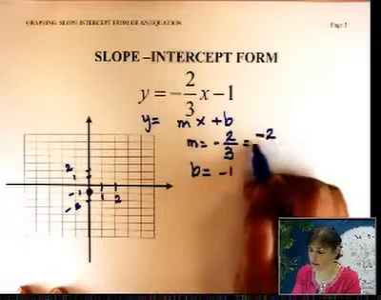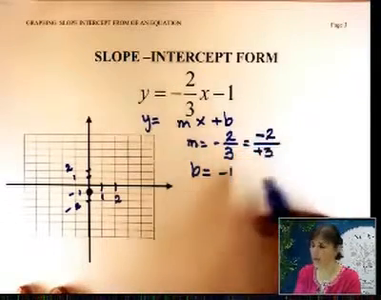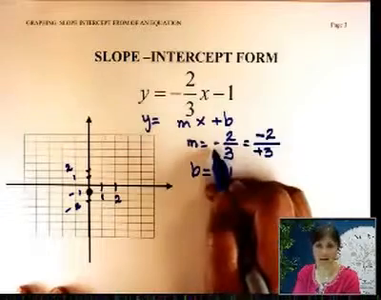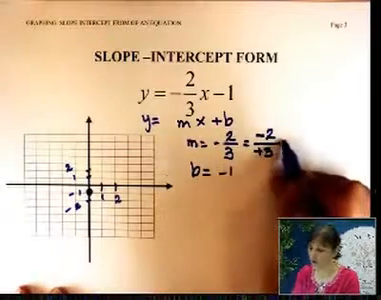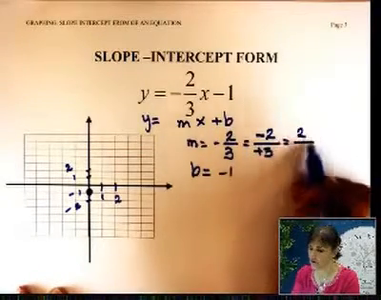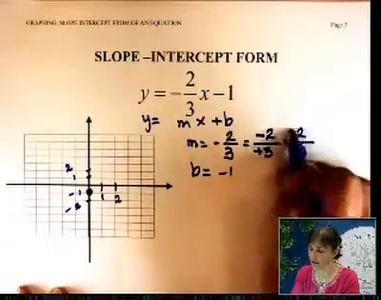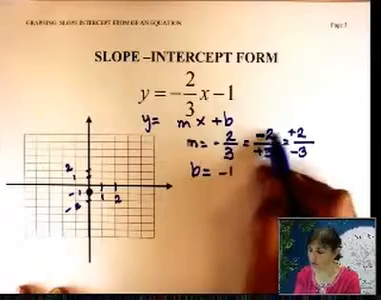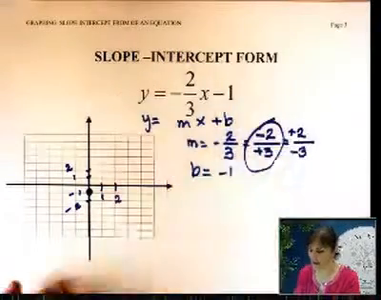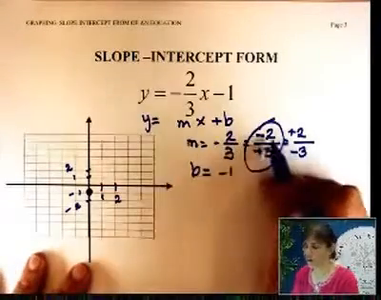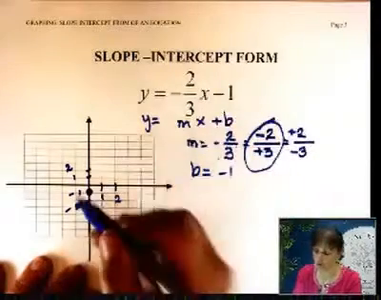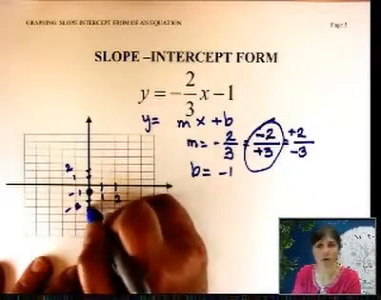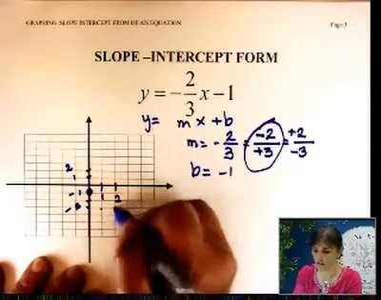Put the negative on top, positive at the bottom. You know that negative 2 over positive 3 is the same as negative 2 over 3. Or you can even do this, 2 over negative 3. Either way, I'm going to do both ways. I'm going to do this one first, and then I'm going to do the other one with another color. Negative 2 over 3, watch, you start with that. Negative 2 means you go down, 1, 2. 3 means to the right, 1, 2, 3.